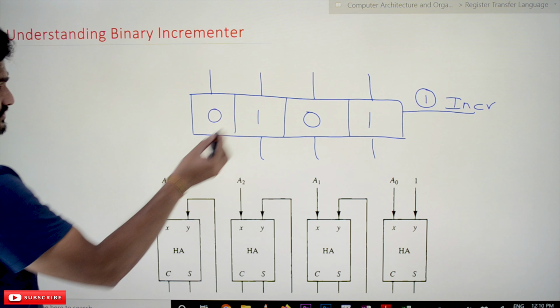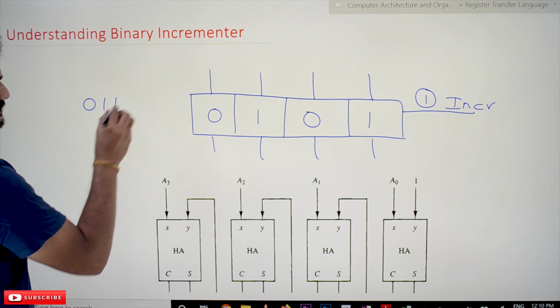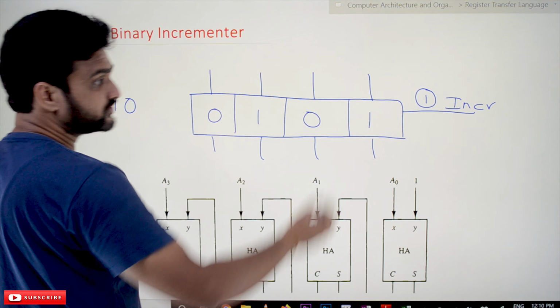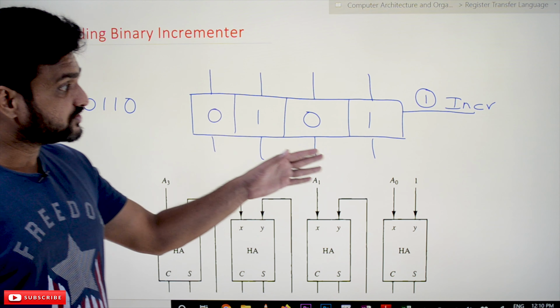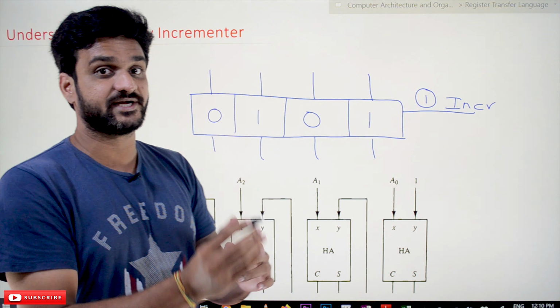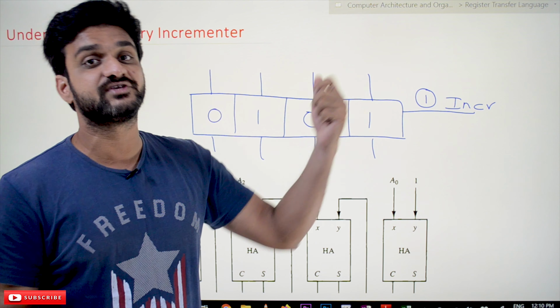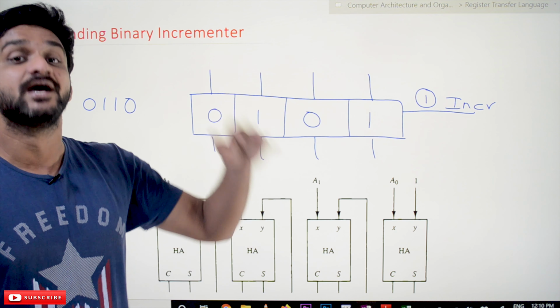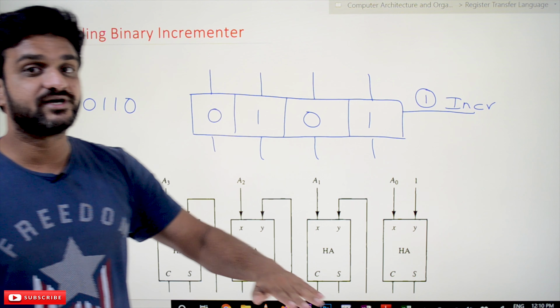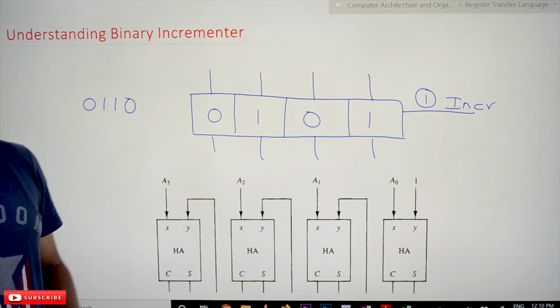So what happens within this register is this value will get changed to 0 1 1 0. It will get converted into 0 1 1 0, which means that the value in this register will get incremented. There we have also said that we are going to discuss the circuit of this increment in later classes. In this class we will try to understand the circuit of the binary incrementer.